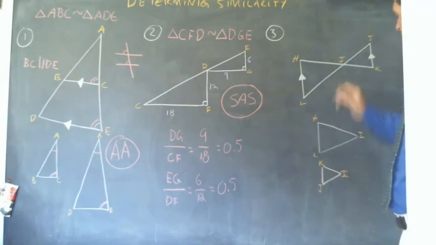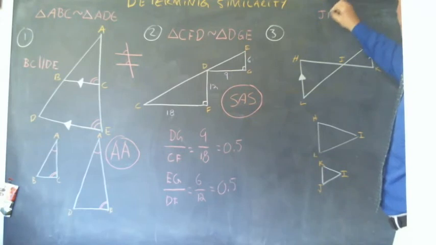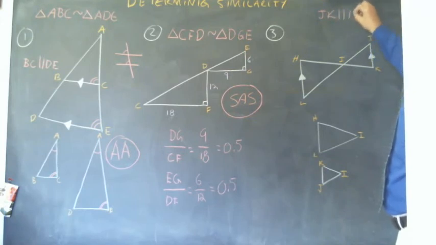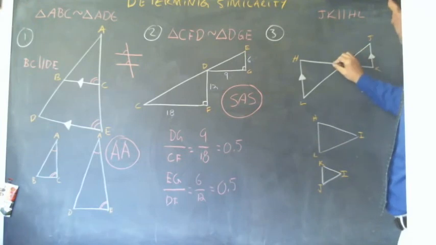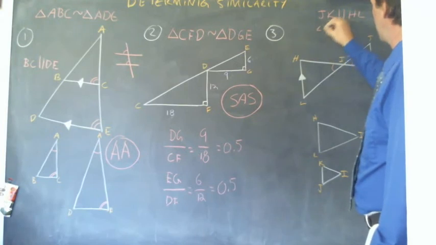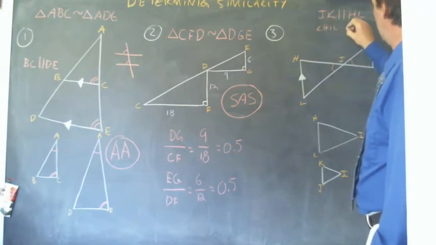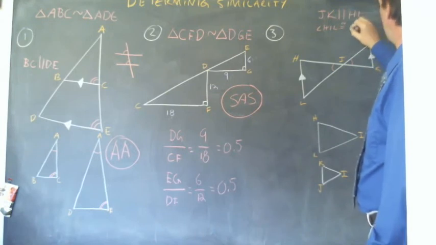Here we have a bow shape. We have two parallel lines, and we have a pair of vertical angles. JK is parallel to HL. And we know that these two angles are congruent, because vertical angles are always congruent. Angle HIL is congruent to angle JIK.